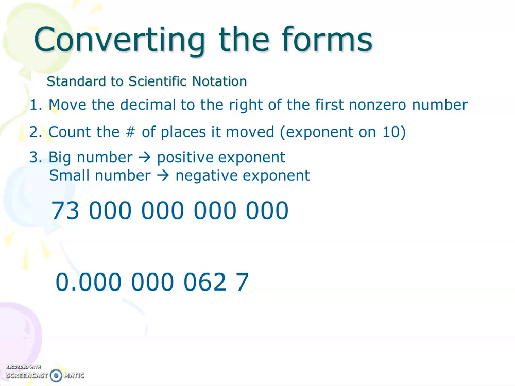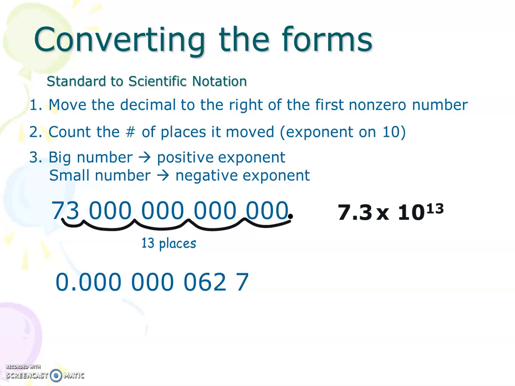73 quadrillion is going to be, slide the decimal over. Sorry, that's trillion. Is going to be 7.3 times 10 to the something. Now, how do I figure out that exponent? Since the decimal moved 13 places, and we know it's a big number, it's going to have a positive 13 exponent. The next one, 627 10 millionths, is going to be slid over.